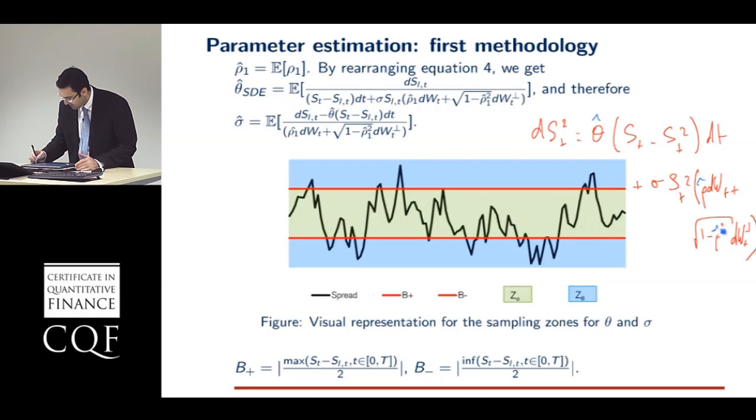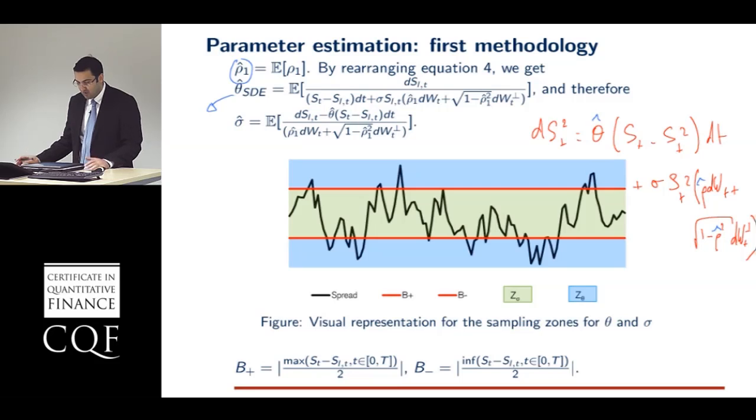So this rho appears here as well. What you try to do first is to estimate this rho parameter first. And this is just the expectation of rho 1. Now, this is the hard one: theta, the speed of mean reversion.